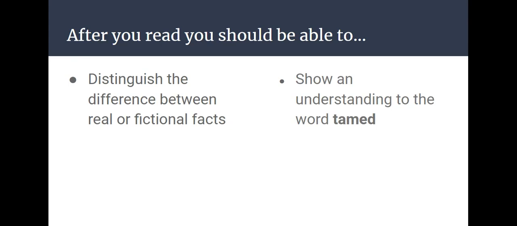During today's read aloud, after you read, you should be able to distinguish the difference between real or fictional facts, meaning there's going to be some things in this story that are real life things, but there's some things that are definitely fictional or exaggerated. And then you're also going to show an understanding of the word tamed. So again, listen carefully for examples of exaggeration and of facts in our story Pecos Bill today.